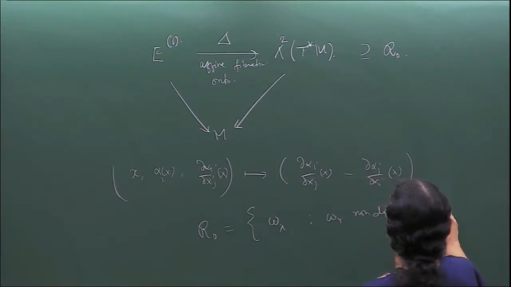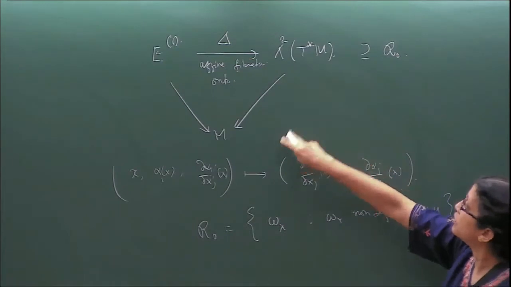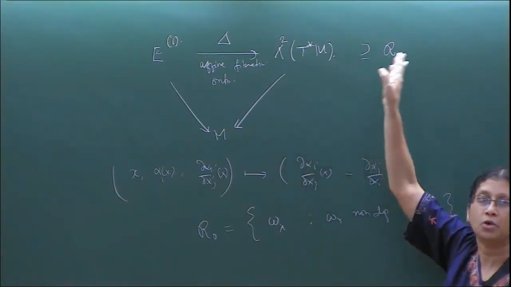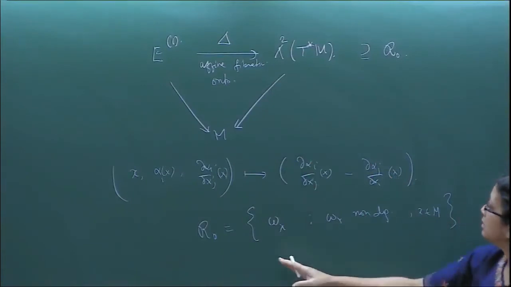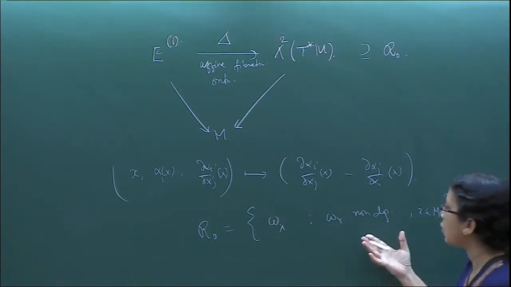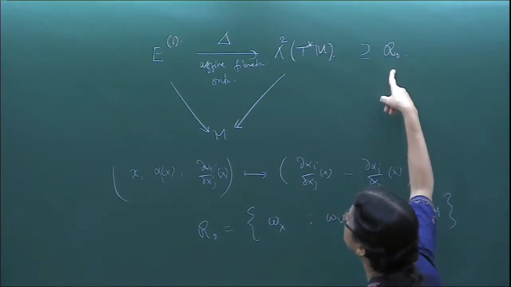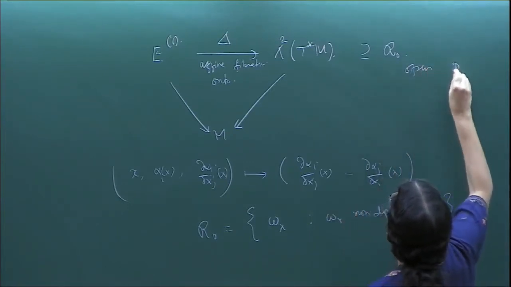X is in M. So in each level, over each fiber, you are looking at only the non-degenerate forms and taking their collection. So non-degeneracy is an open condition. If you precompose with a pullback by a diffeomorphism, that remains non-degenerate. So R naught itself is open and diff invariant.